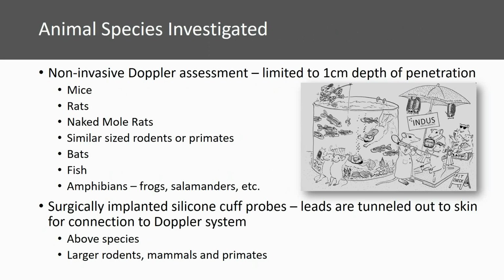For larger species, as well as those mentioned above, we do have silicone cuffs which may be surgically implanted around the vessel of interest. This allows the Doppler spectrogram to be obtained on large rodents, mammals, and even non-human primates. Once the cuff is implanted, the data collection is completely non-invasive and reproducible over the course of your study. Data for all species may be acquired on anesthetized or conscious animals, with the obvious requirement that the animal remain stationary with respect to the probe during acquisition.